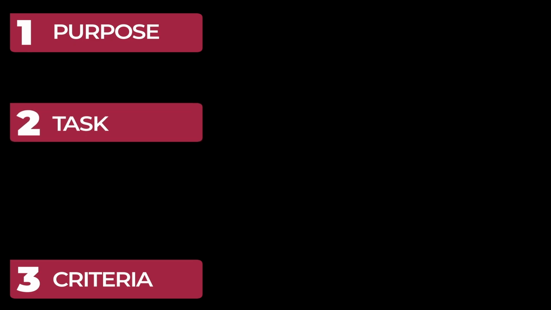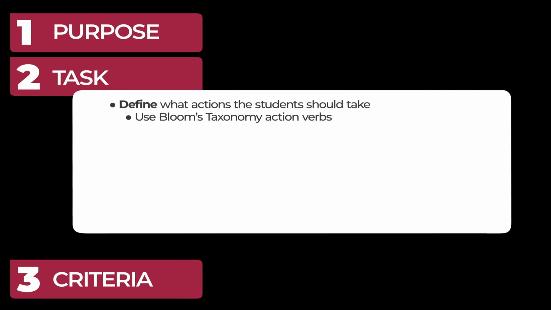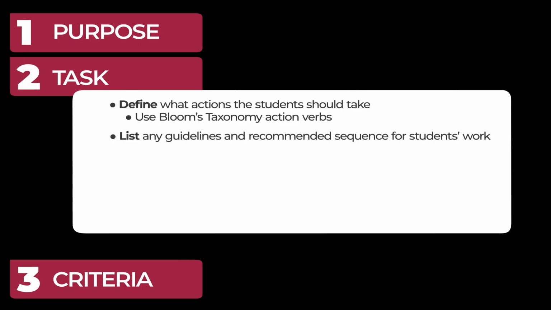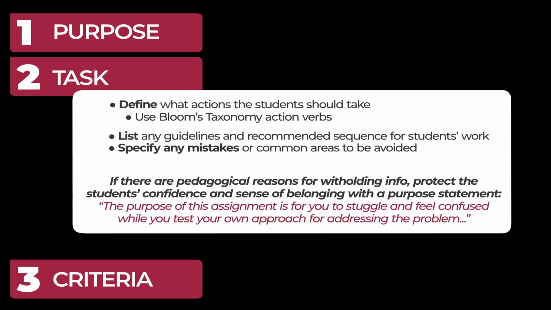Next, you want to break down the task, or the different steps to complete the assignment, clearly by defining what actions the student should take. You can use Bloom's taxonomy action verbs here. You want to list any guidelines or recommended sequence for students' work, and also specify mistakes or common errors to be avoided. If you have pedagogical reasons for withholding information about an assignment, it's good to protect students' confidence and sense of belonging with some type of purpose statement.